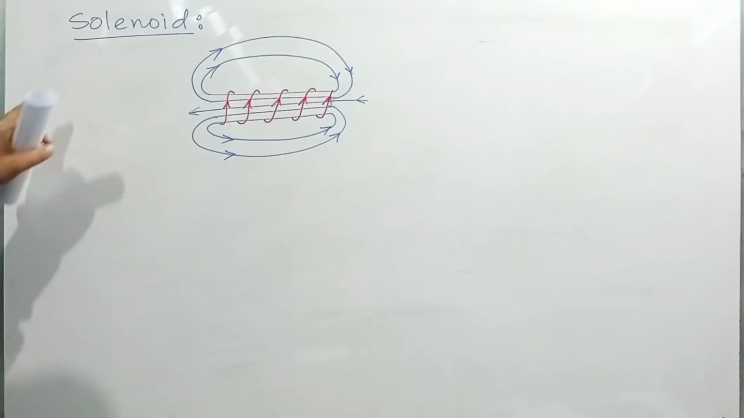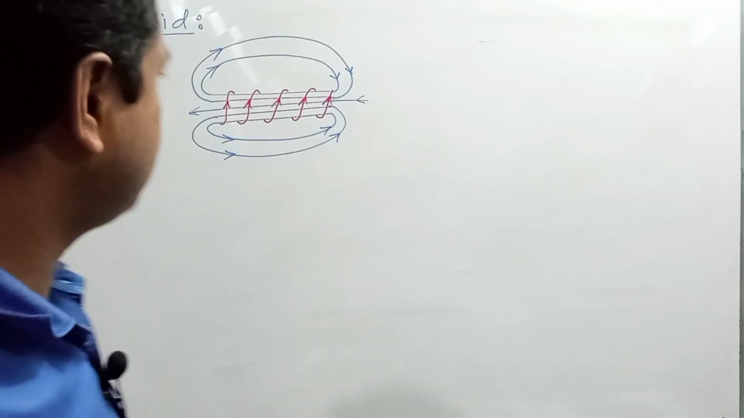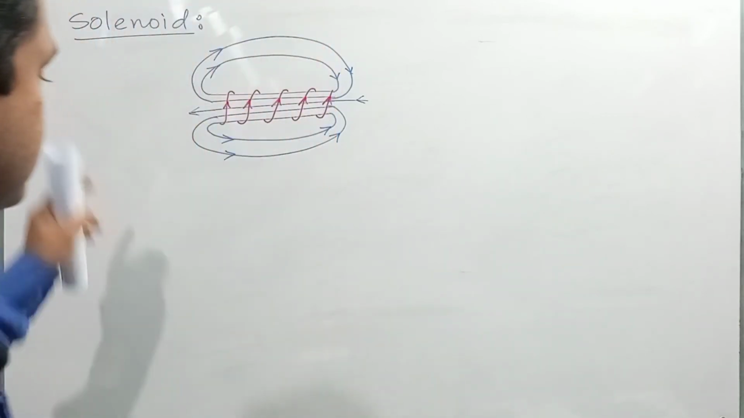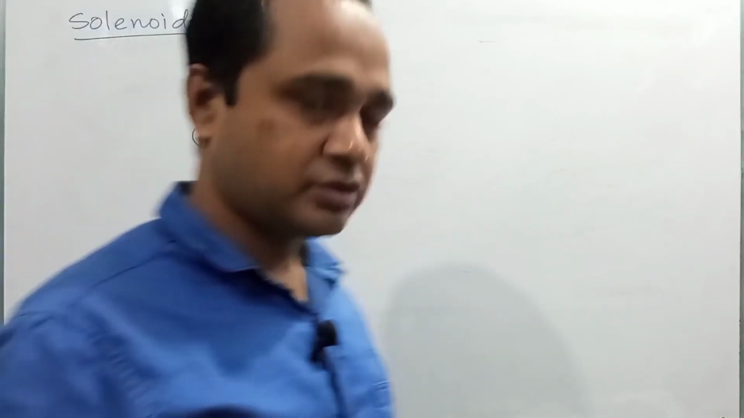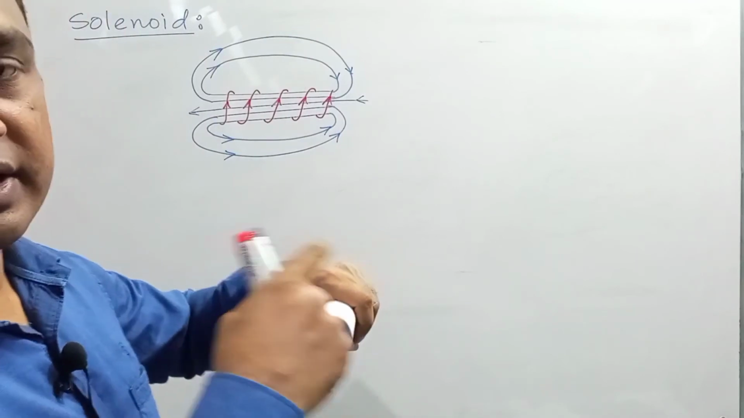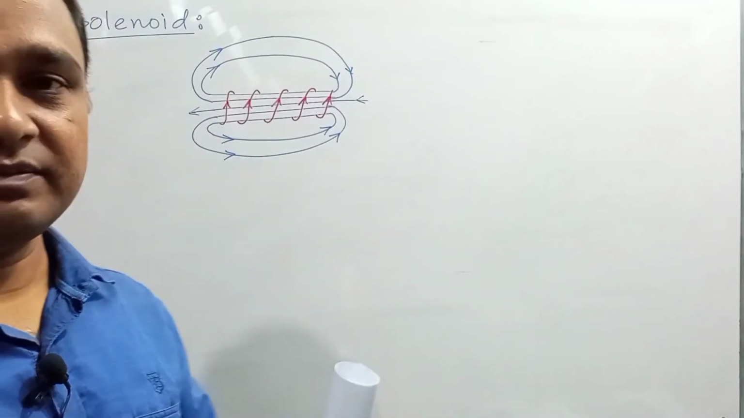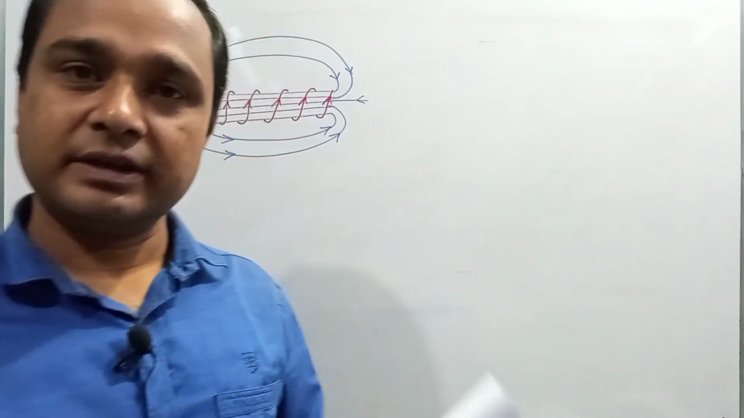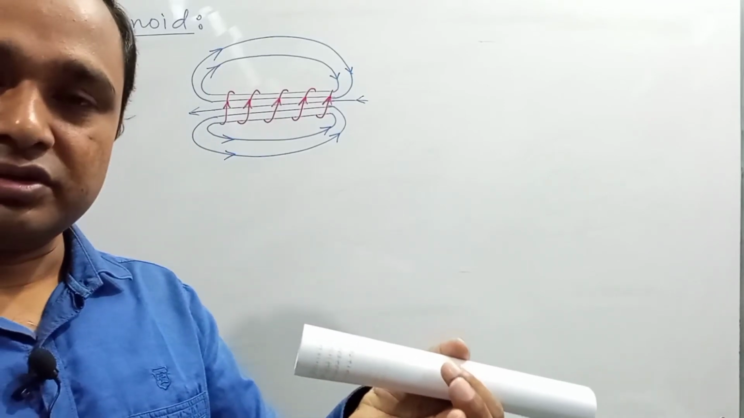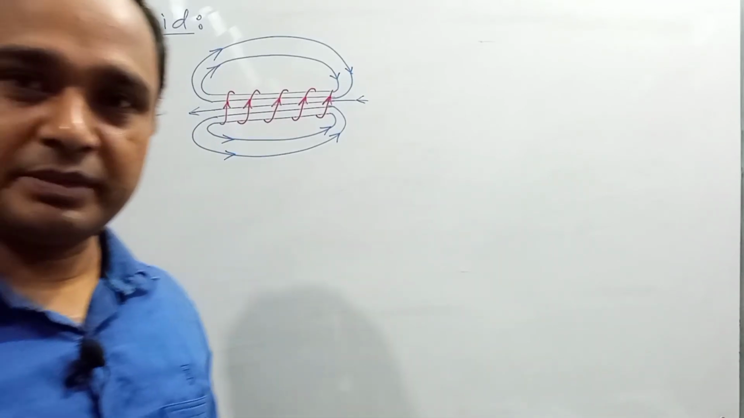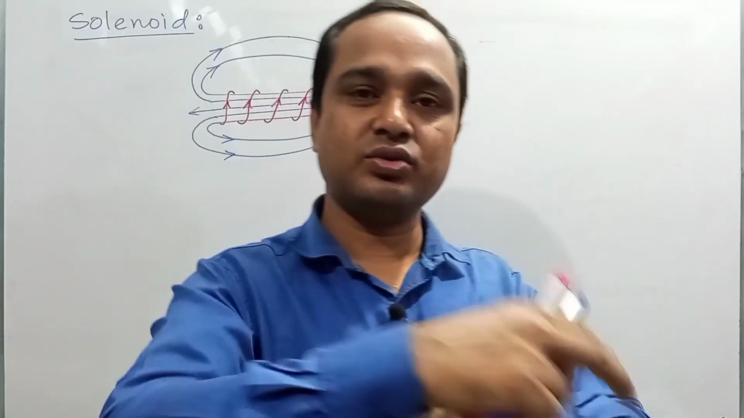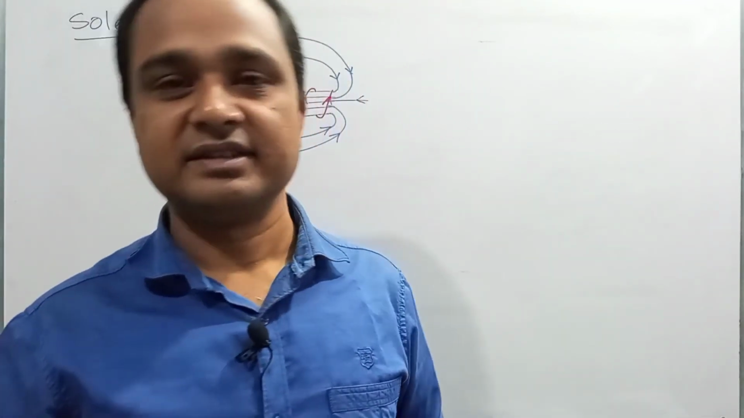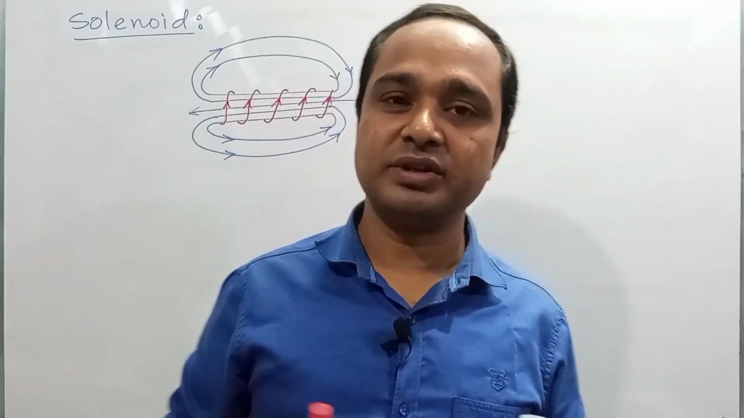One of the practical applications of Biot-Savart law is the solenoid. You know what a solenoid is. If a current carrying conductor is wound over an insulating cylinder, then when current passes through the conductor, it acts like a bar magnet. That is, two distinct poles are created at the two opposite ends of the cylinder or solenoid.